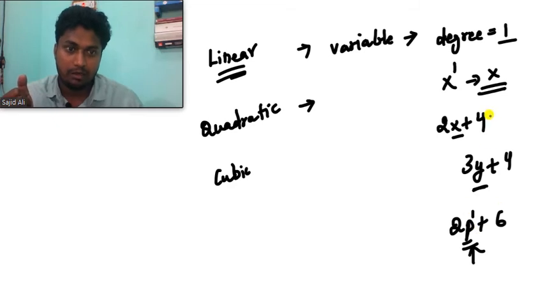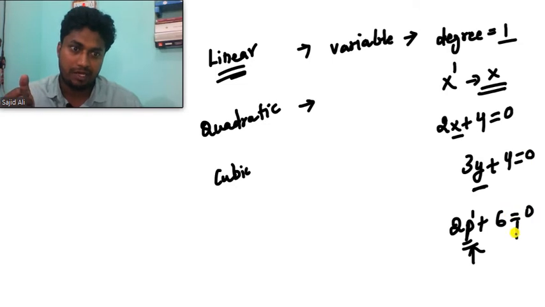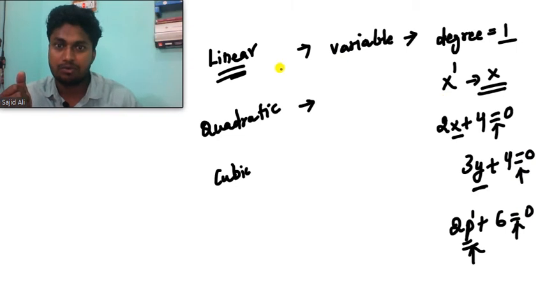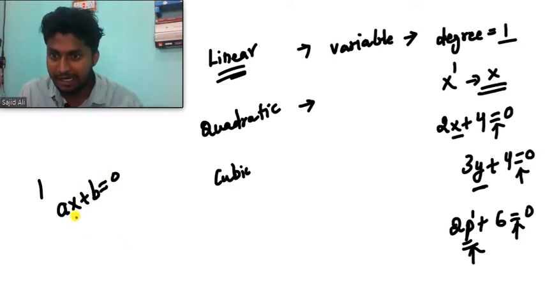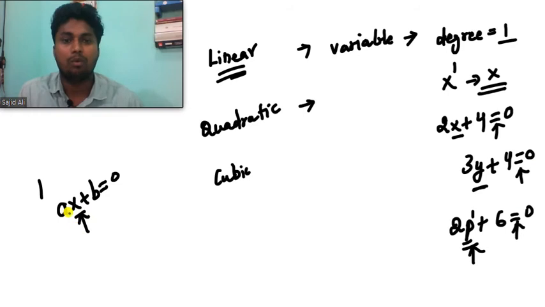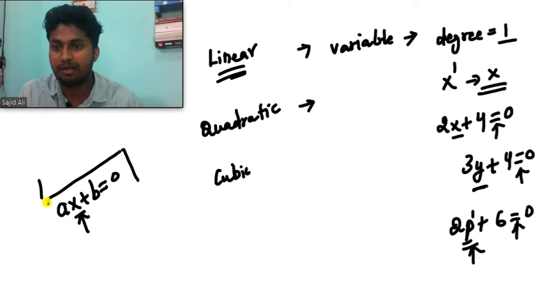But in the RHS there must be some number or it should be 0. If you don't have an equal sign, then we cannot call it an equation. So a linear equation is one in which the power or the degree of the variable is 1. This is actually the general form of a linear equation in one variable. Here there is only one variable, that is x.